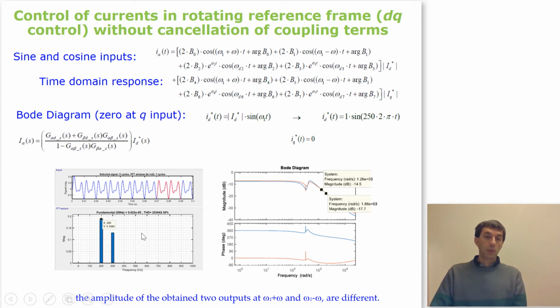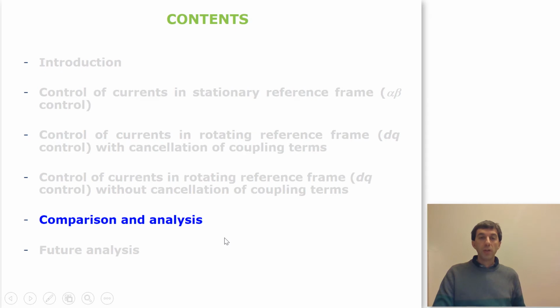So if you remember, we have something different, very similar, but this different with control, with cancellation of the coupling terms. We are now obtaining sinusoidal outputs with different amplitudes, and this is also seen at the Bode diagram. Okay, so let's go with the fifth part of this presentation, which is a comparison of an analysis of the three controls that we have studied before.